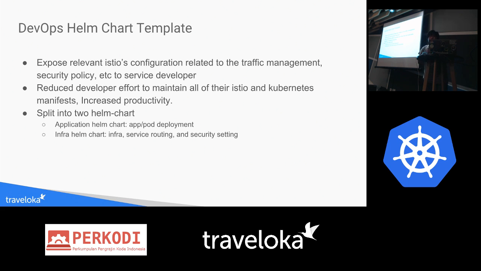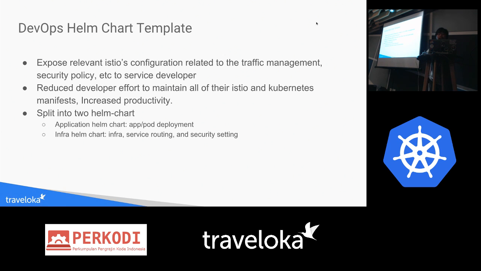And what we did in the Traveloka Data team is we created a Helm chart, we call it the DevOps Helm chart template, which basically hides the complexity of Istio, even the complexity of Kubernetes. So the developer doesn't really know what the Kubernetes manifest looks like and what the Istio manifest looks like. What they know is only this template.